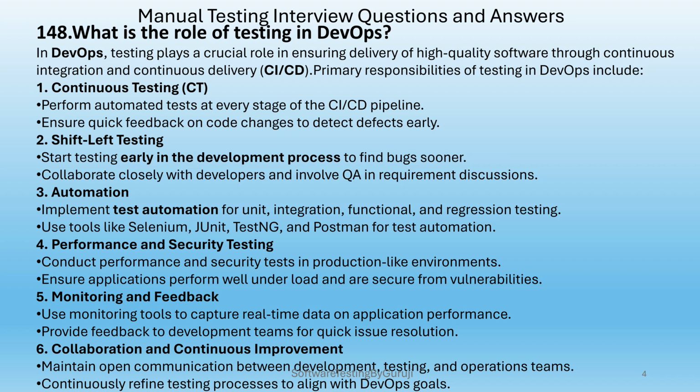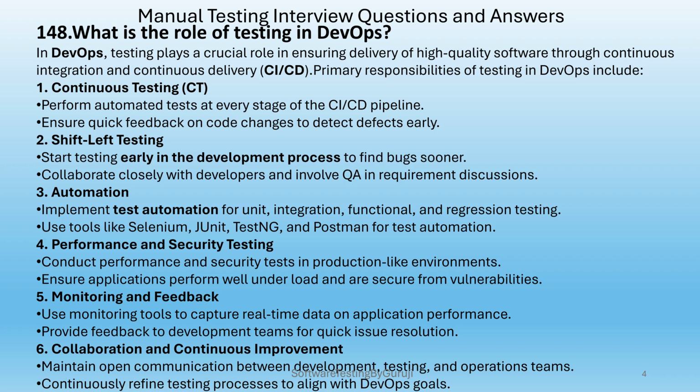Next question is, what is the role of testing in DevOps? In DevOps, testing plays a crucial role in ensuring delivery of high quality software through continuous integration and continuous delivery, that is CI/CD. Primary responsibilities of testing in DevOps include first, continuous testing. Perform automated tests at every stage of the CI/CD pipeline. Ensure quick feedback on code changes to detect defects early.